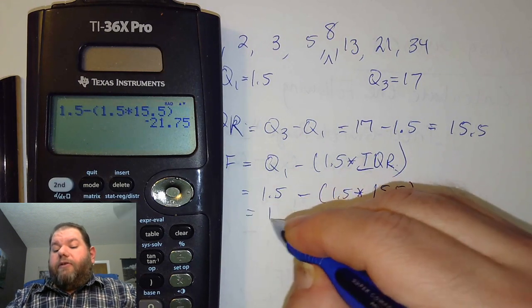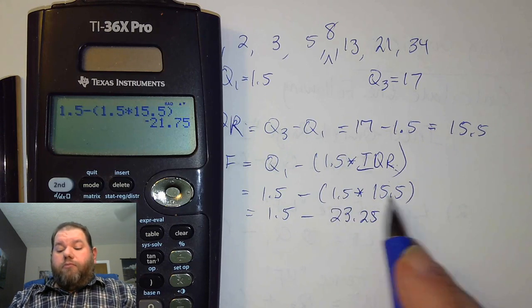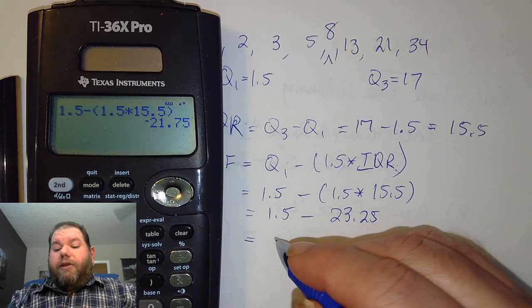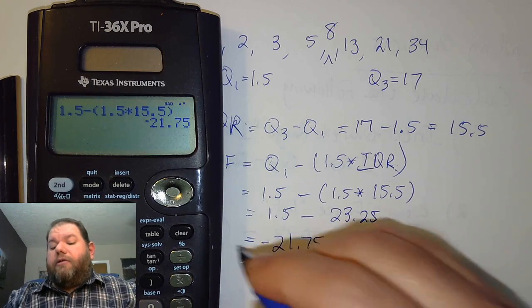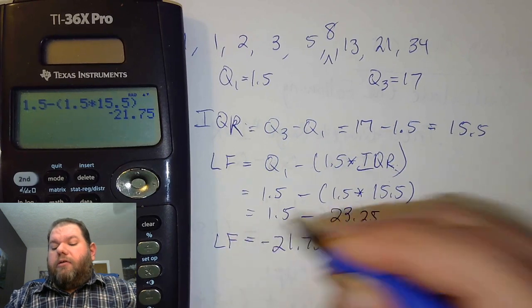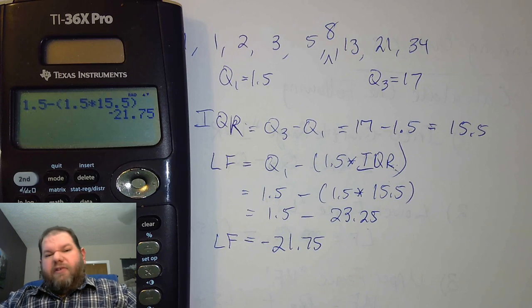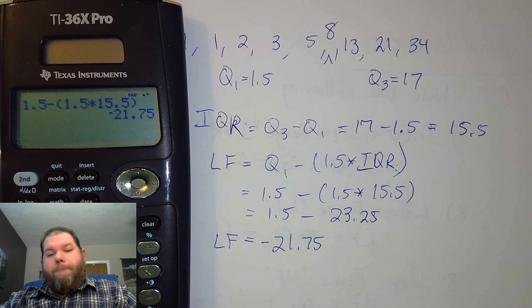So whether we say, okay, this is 1.5 minus 23.25, multiplying these first to get that answer and then subtracting, or just doing it all in the calculator, either way, we'll get a lower fence of negative 21.75. Does that make sense? Okay.